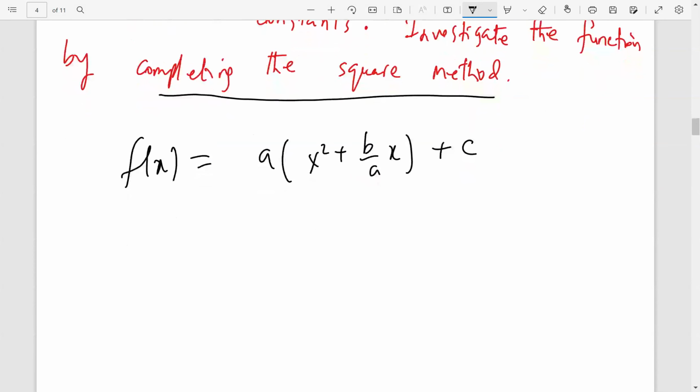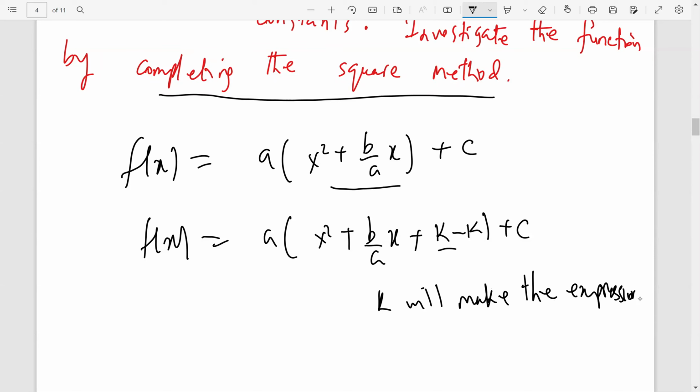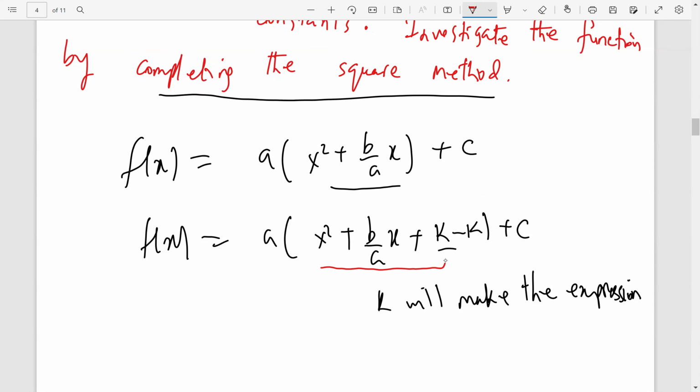So now I have to find a number which, when added to this expression here, I'm going to get a perfect square. So it is like you are actually taking a times x squared plus b over a x plus a number, call it k, minus k, plus the constant. So k will make this expression here a perfect square.